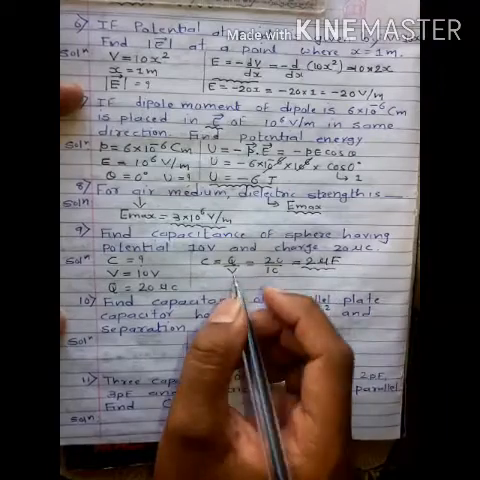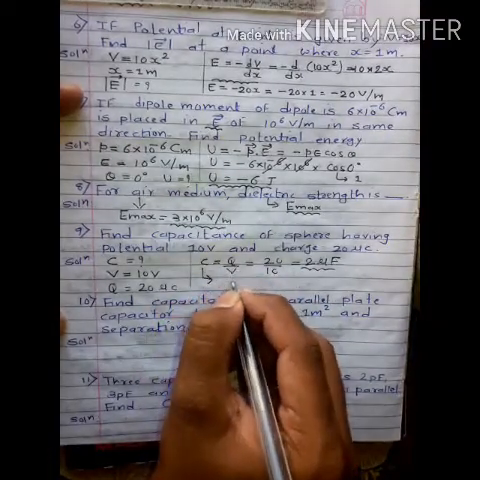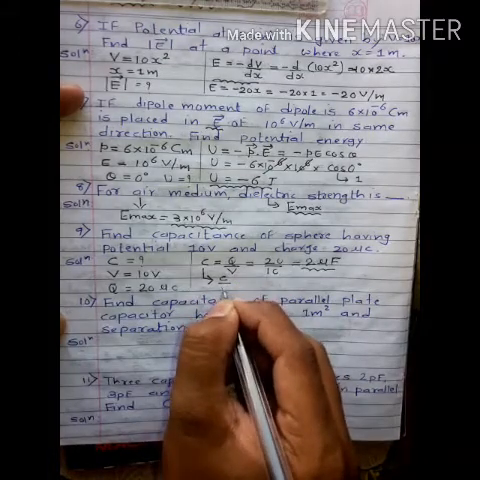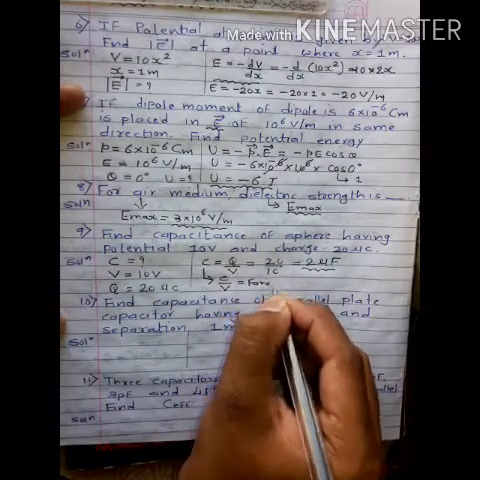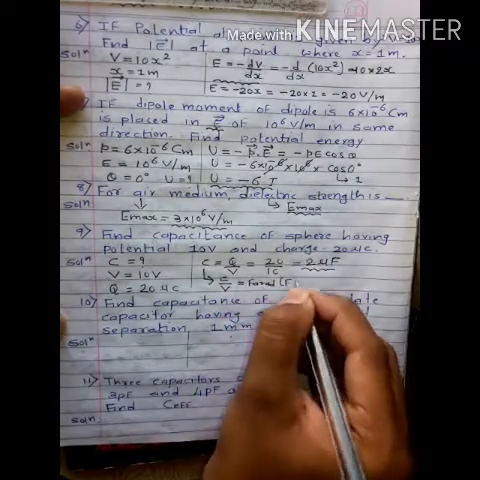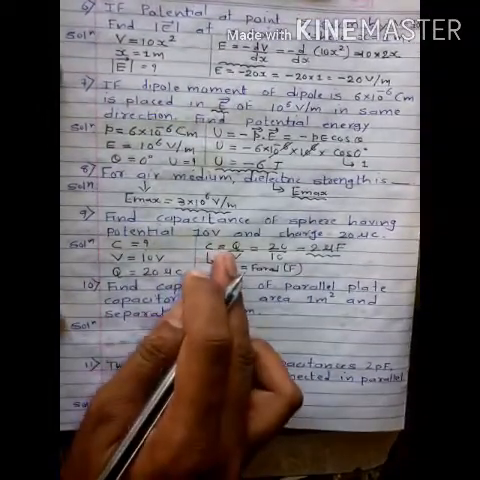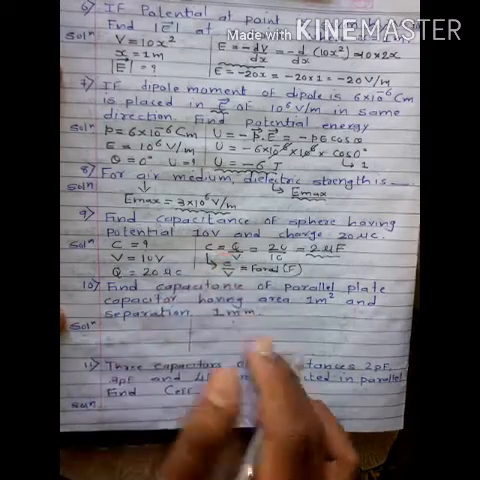Clear? From this equation we can find the unit of capacitance also. So the unit of capacitance is Q means coulomb upon V means volt. So coulomb per volt, and this is also known as farad. It is denoted by capital F. Okay. This is our normal equation of capacitance for any capacitor.